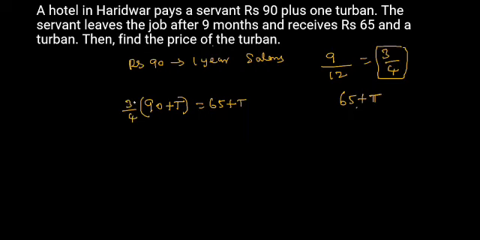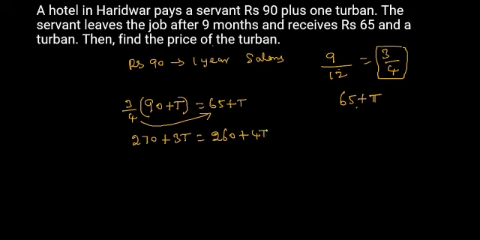9/12 can be simplified as 3/4. Now when you cross multiply, 3 into 90 is 270 plus 3T. Now when you take this 4 and multiply here, that will become 260 plus 4T.